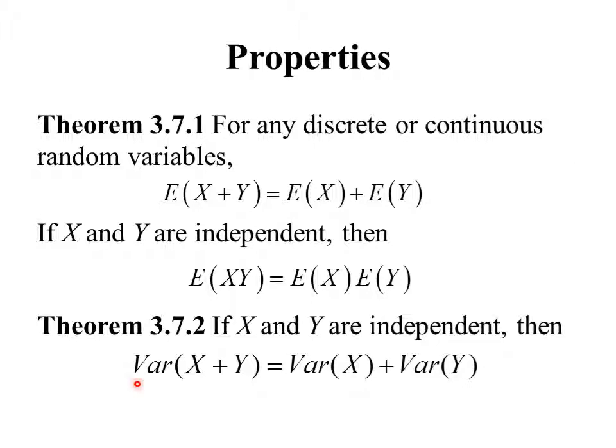The second theorem also deals with just independent random variables. It says that the variance of x plus y is equal to the variance of x plus the variance of y. And so the variance of the sum is equal to the sum of the variances, if they're independent.